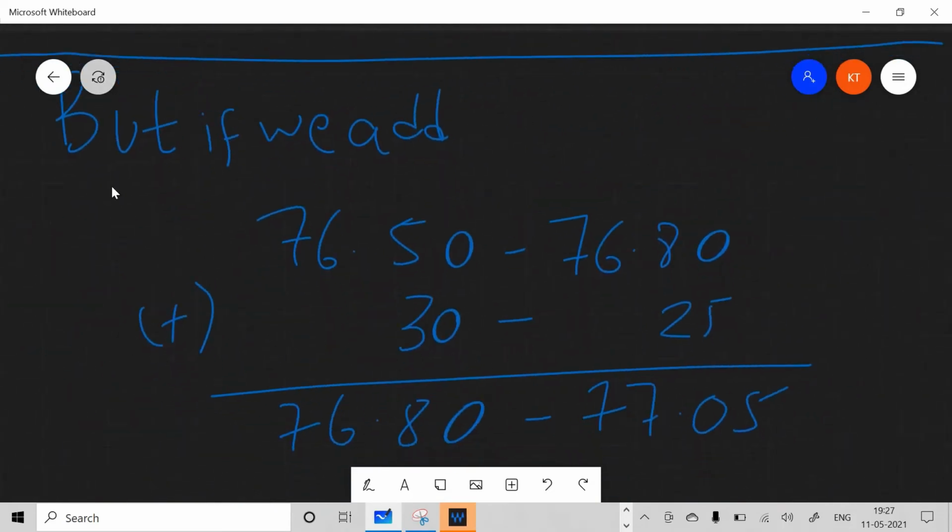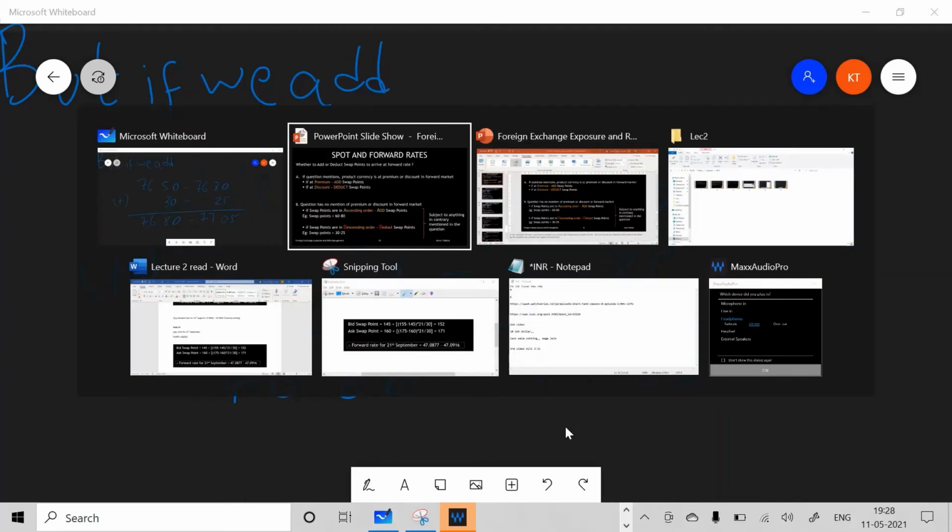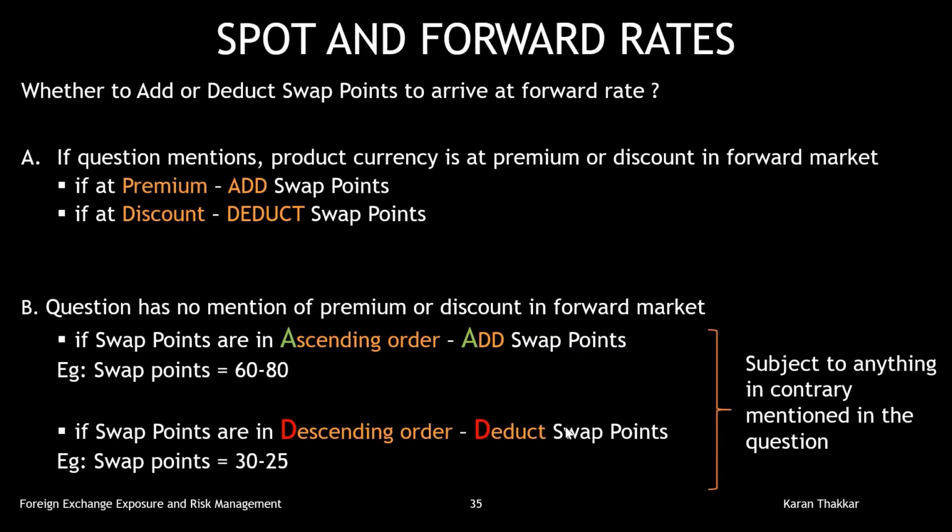But what if we add? We would have got the rate in forward as 76.8 to 77.05, wherein you ultimately reduced your spread from 30 paisa down to 25 paisa. And so we don't want that. So ultimately, when the swap points are given in descending order, we presume that the forward rate is at discount, and thus we deduct. I hope this makes sense, and it's an easy way to remember. If it's in ascending order, it's add, A and A, and if it's in descending order, then we deduct, D and D.